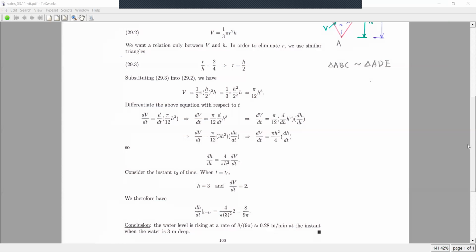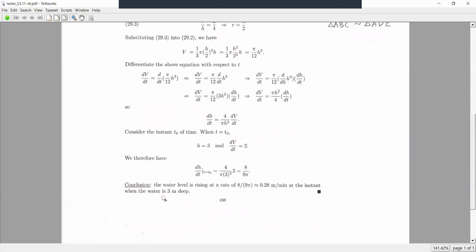Now, conclusion. The water level is rising at a rate of this number. This number is 0.28, and the units are meters per minute. The water level is rising at a rate of 0.28 meters per minute at the instant when the water is 3 meters deep.